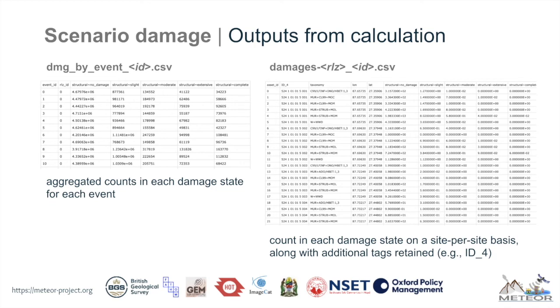In this file, we also have retained any tags that we specified in the exposure XML file. In this case, we wanted to also have the ID_4 field. This damages CSV will be produced for each realization. In this demo, we only had one realization because we were only considering one ground motion model. However, you could also provide a logic tree that would indicate multiple ground motion prediction equations and therefore have more realizations.